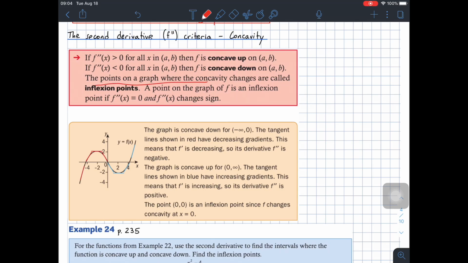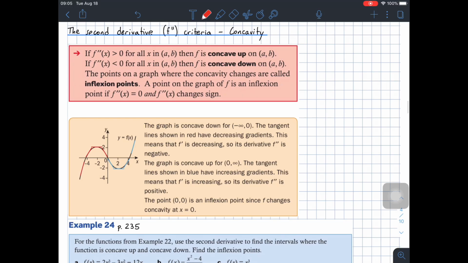The points in a graph where the concavity changes are called inflection points. A point on the graph of f is an inflection point if the second derivative is equal to 0 and the second derivative changes sign. So basically, we're going to be doing the same thing we did for the first derivative, analyzing signs and setting the second derivative to 0 in order to find inflection points. But the meaning or the interpretation of these values with respect to the graph are a little bit different from the ones we've seen in the first derivative, okay?